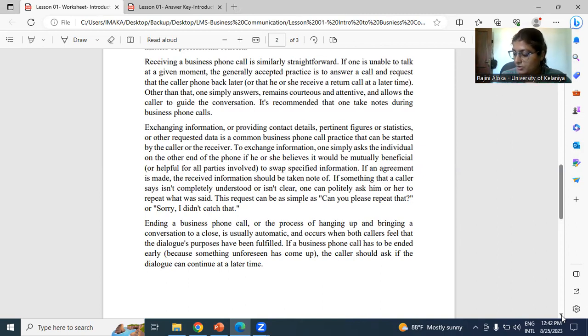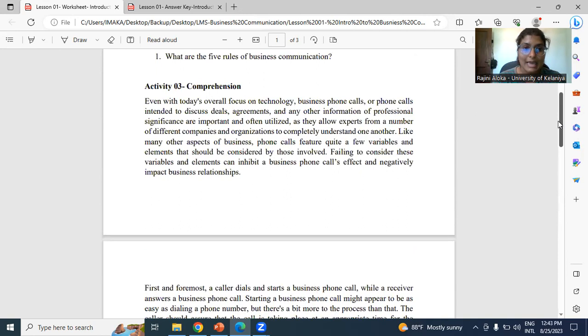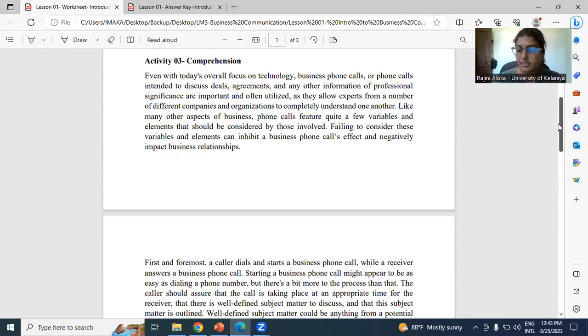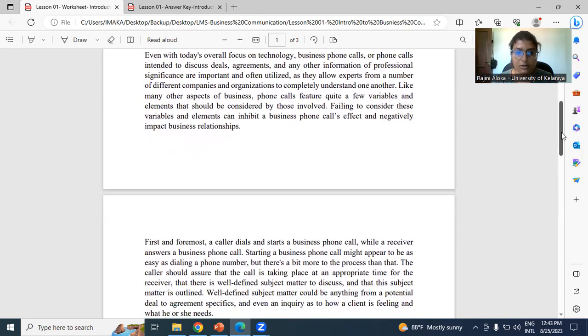Okay, so this is about the procedure of a business phone call and some ethics related to that. What I want you to do first is go through this one more time. I will scroll down a little bit. Go through this one more time and check for the difficult words and their meanings. We'll take time and do this.